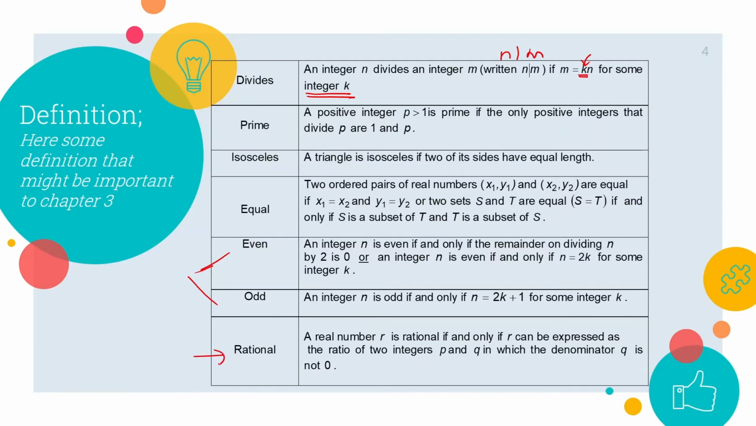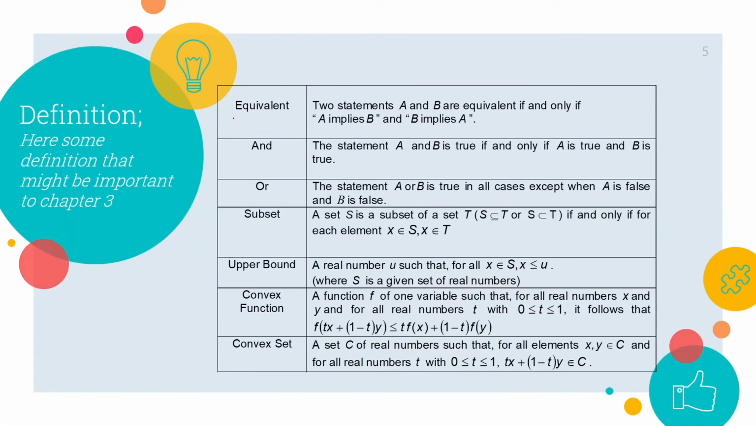So rational number, we have the definition of rational number, and equivalent, and, or, subset, upper bound, convex function and convex set. So these are some of the definitions that you might come across while solving proving questions in this chapter. We have a lot more definitions than you think, but these are what we usually use. You might see some other definitions as you do a lot more exercises in different methods of proving, not only in these two methods, forward-backward and construction.